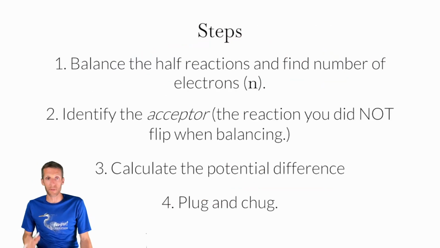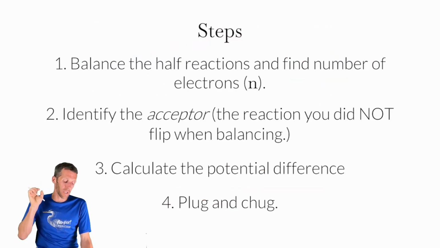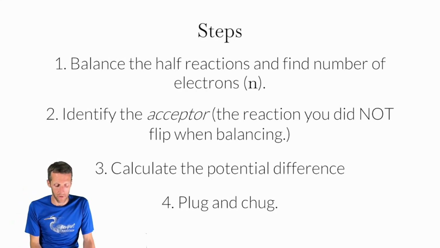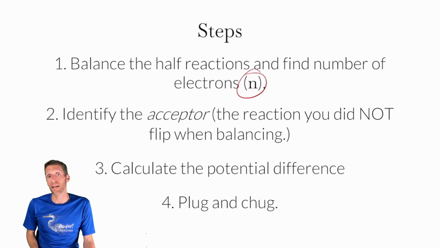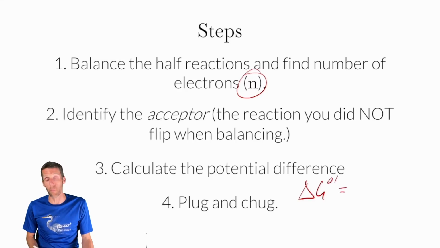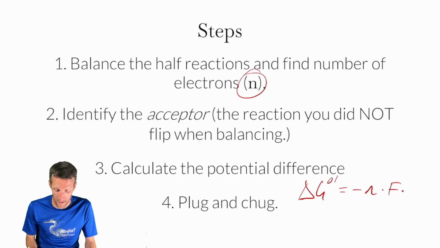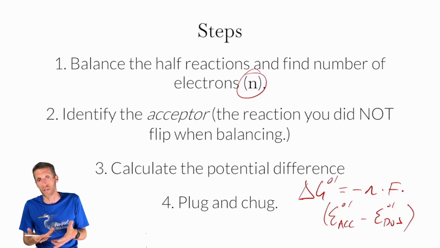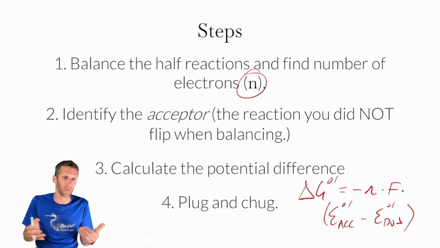So again, here are the quick steps of this. When you're faced with a redox reaction, you want to take the half reactions that make that up, balance those half reactions to figure out how many electrons are involved, the N, identify the acceptor, take the potential difference between those two, and then plug and chug. And you're going to be plugging and chugging with this equation, delta G naught prime equals minus N times F times the acceptor minus that of your donor. And if you plug those numbers in, you can always get the right answer for the standard state reduction potential of a redox reaction that we'll encounter across metabolism.